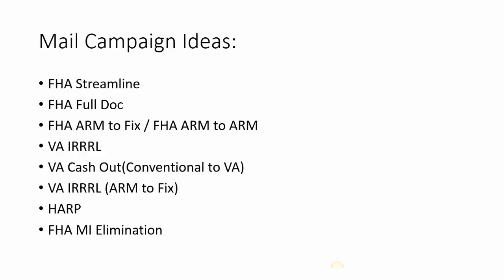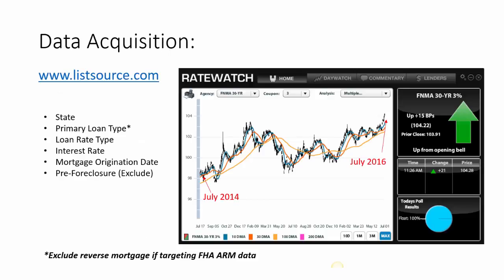And finally, FHA MI elimination. Again, another conventional program right there. Potentially taking someone who's in an FHA mortgage, moving to conventional without the MI. So let's talk about data acquisition. We go to listsource.com.